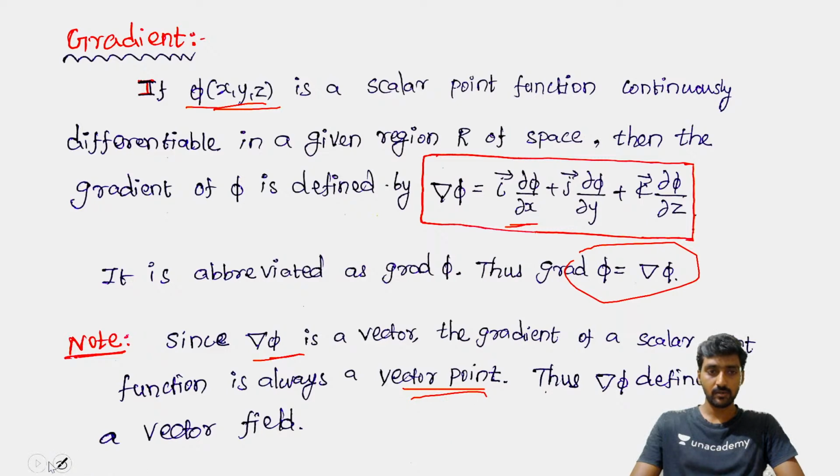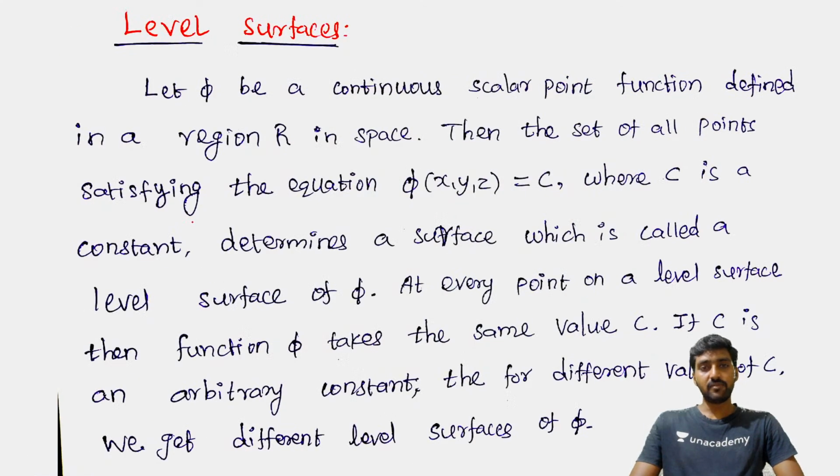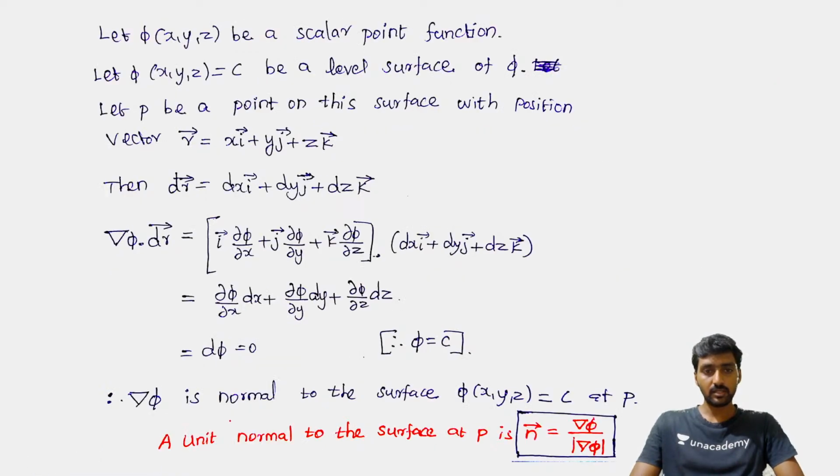Although phi is a scalar, the gradient of a scalar point function is always a vector point function. Next one, level surface. Whenever we are considering the level surface, the unit normal to the surface at the point P is given by n vector equals del phi divided by modulus of del phi.